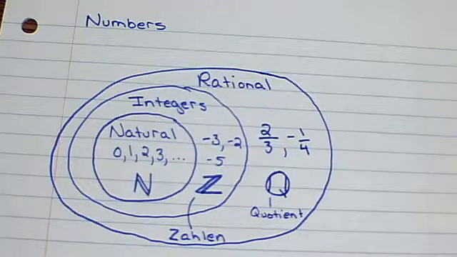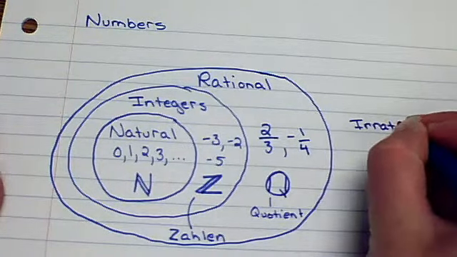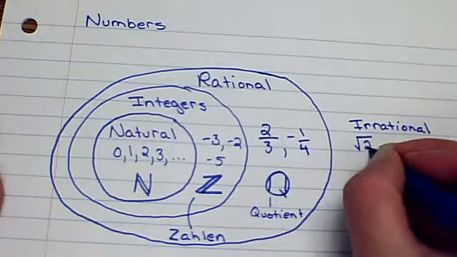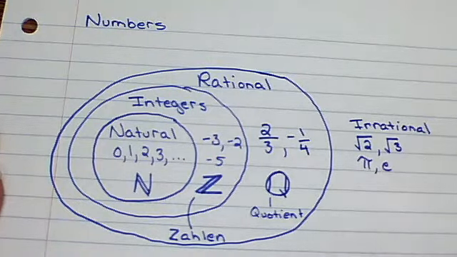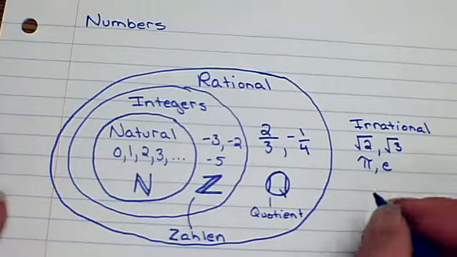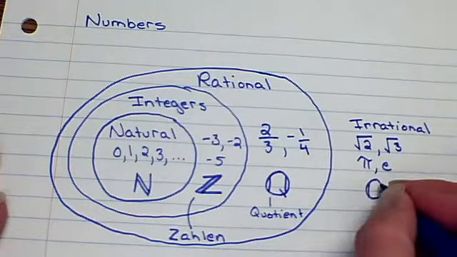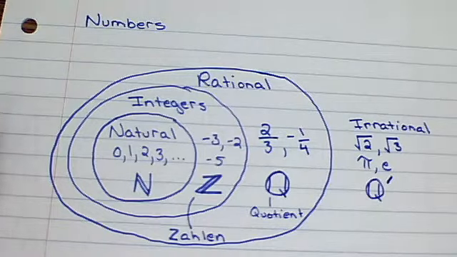Now, if it cannot be represented as a fraction, it is considered irrational, not rational. These include our square roots, things like pi, e, all those numbers. They cannot be represented as a fraction, so they're irrational. Now, as far as symbols, if it's not rational, we just take the symbol for rational and put a dash out to the side. That means not rational.